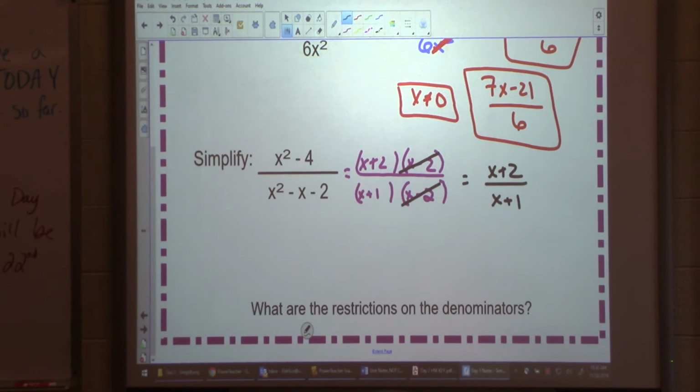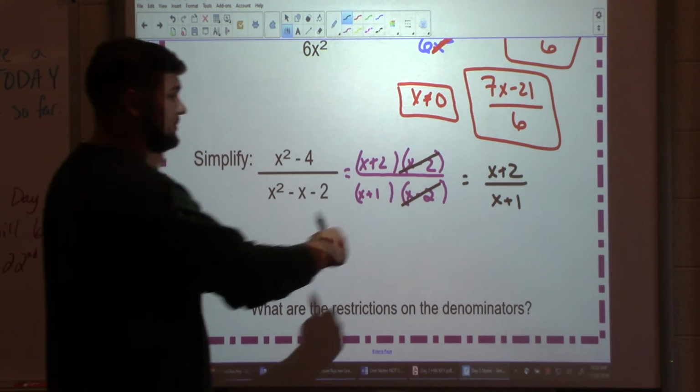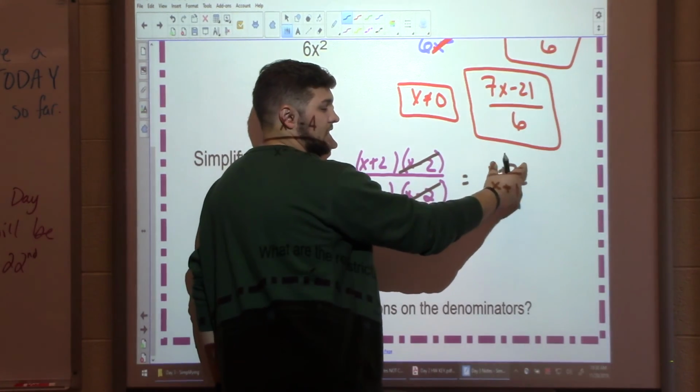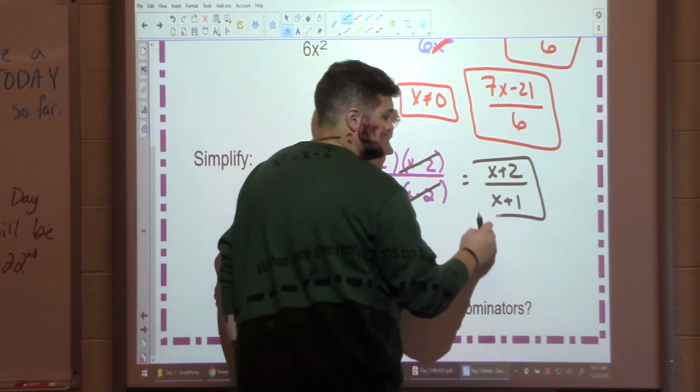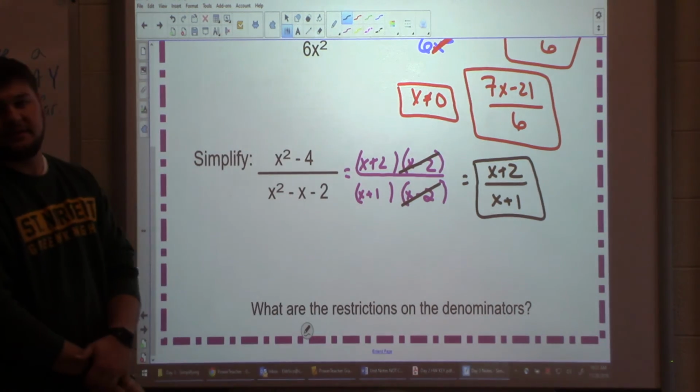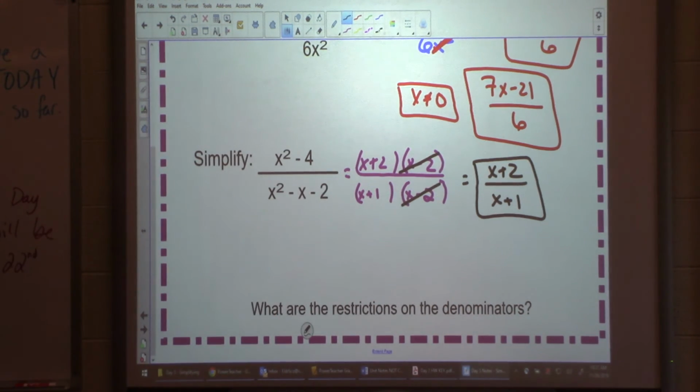That is the most common mistake on the assessment in this unit, is people try and cancel those x's. Don't do it. Don't fall for it. X plus 2 is a whole term, so the whole thing needs to be top and bottom if I'm going to cancel any part of it. So that's my answer. Now I'm going to have 2 restrictions for this problem.